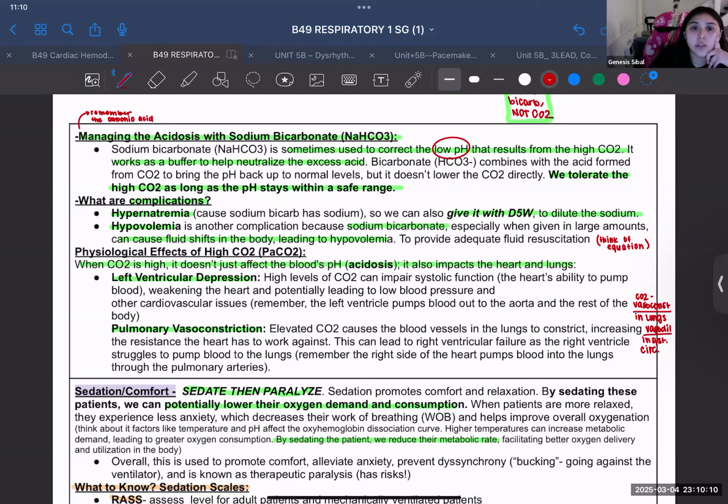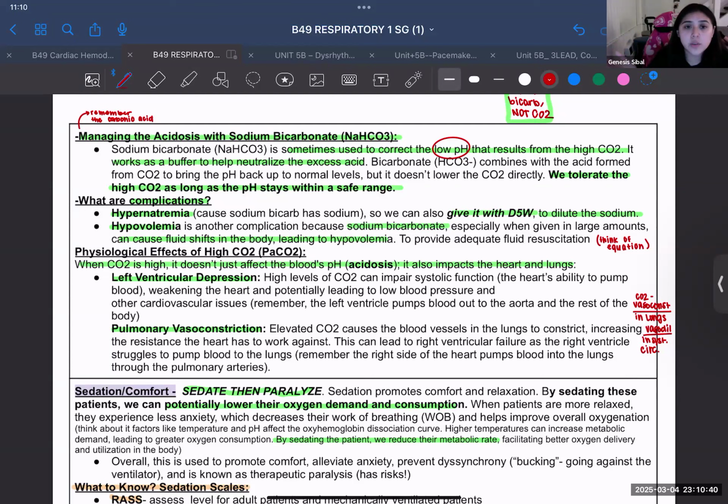Because I said it's a vasoconstrictor in the lungs. Elevated CO2 causes the blood vessels in the lungs to constrict. So now the heart has to work against the lungs, because remember, blood goes from the right ventricle to your pulmonic valve, then to the pulmonary arteries, then to your lungs. So this also ends up leading to right ventricular failure, as the right ventricle has to pump blood to get to the lungs.